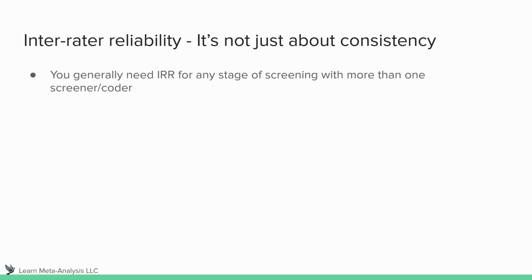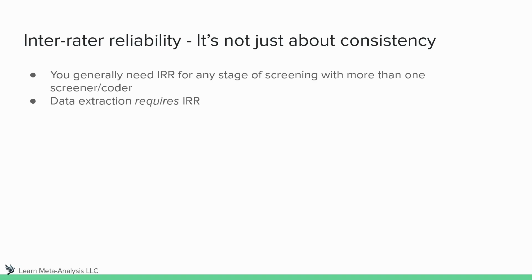So first, I just want to mention that you generally need to have some sort of inter-rater reliability or inter-rater agreement for any stage of screening with more than one screener or coder. So that means if you had 2 people screen abstracts and titles, you need to do some inter-rater reliability or agreement testing there. If you have 2 people review the full text, same thing, okay? So anytime there's more than one person involved, you need to do this inter-rater reliability or inter-rater agreement calculation.